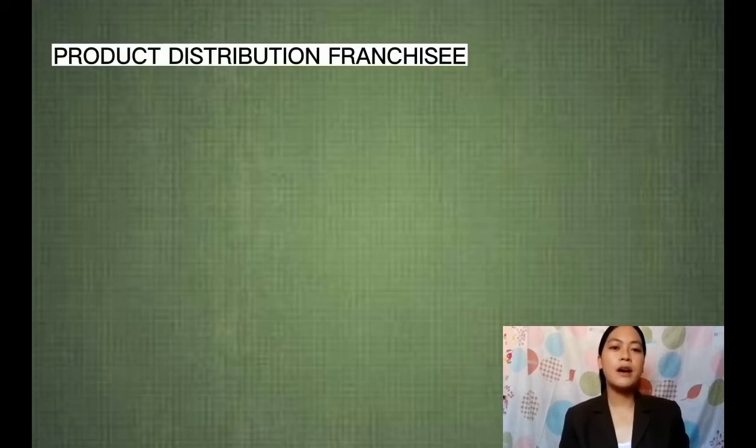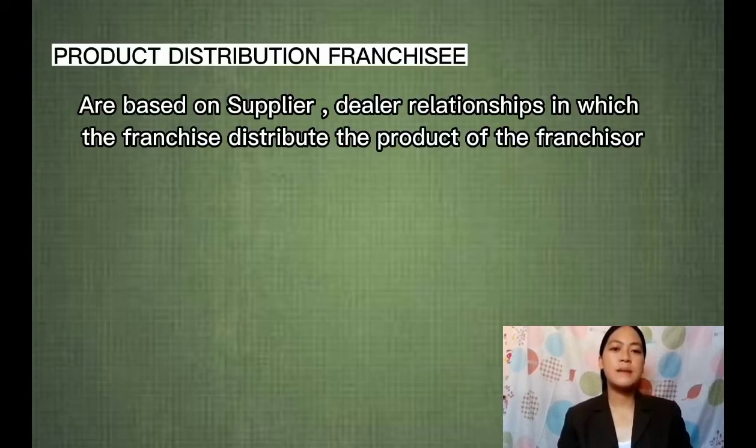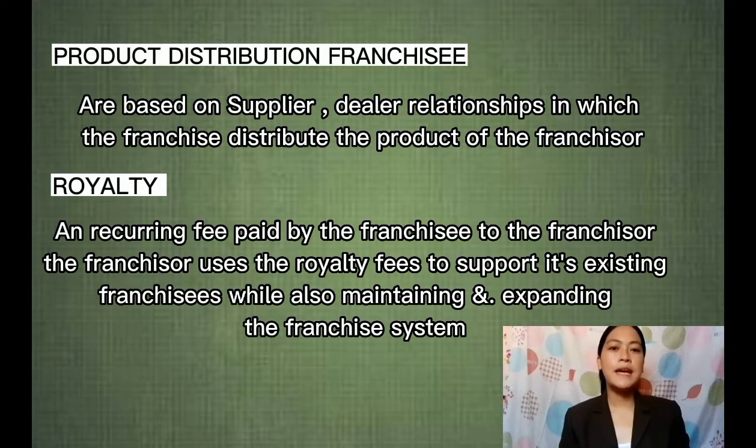Next is product distribution franchise. It is based on supplier-dealer relationships in which the franchisee distributes the products of the franchisor. Next is royalty, a recurring fee paid by the franchisee to the franchisor. The franchisor uses the royalty fee to support its existing franchises while also maintaining and expanding the franchise system.